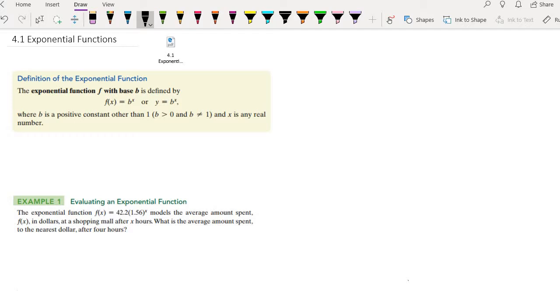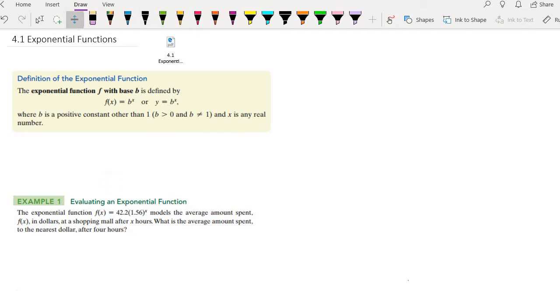So here we have a definition. The exponential function f with base b is defined by f of x equal to b to the x power, or y equal to b to the x power, where b is a positive constant other than 1. So b has to be greater than 0 and b cannot be 1, and x is any real number. b cannot be 1 because 1 to any power just gives you 1. So 1 to even the 200 power is still going to give you 1.